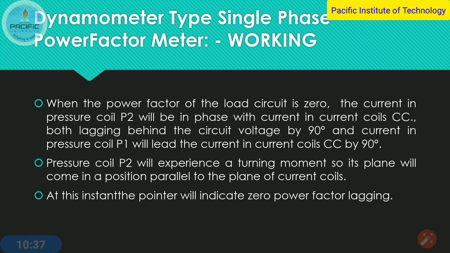The second case: the power factor of the load circuit is zero lagging. Right? So the current in the pressure coil P2 will be in phase with the current in the current coil CC, both lagging behind the circuit voltage by 90 degrees. And the current in the pressure coil P1 will lead the current in the current coil CC by 90 degrees. As the current is lagging by 90 degrees, the current in the pressure coil P1 will be leading by 90 degrees. Now, in this condition, the pressure coil P2 will experience a turning moment so that its plane will come in a position parallel to the plane of the current coil. At this instant, the pointer will indicate zero power factor lagging.